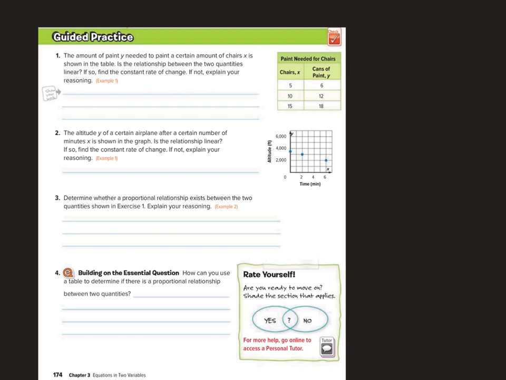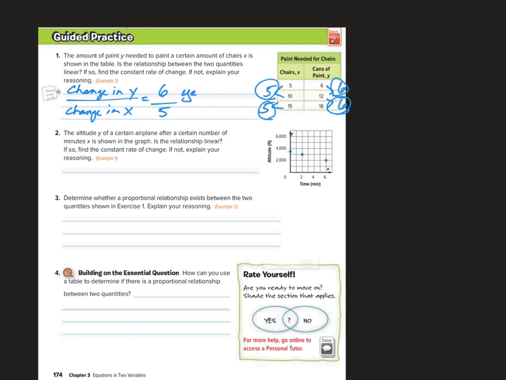So we're looking at change in Y over change in X. Our change in Y, 6 to 12 is 6, and 12 to 18 is 6. Our change in X, 5 to 10 is 5, 10 to 15 is 5. So we can illustrate that by taking the change in Y over the change in X. The change in Y consistently is 6, and the change in X is consistently 5.